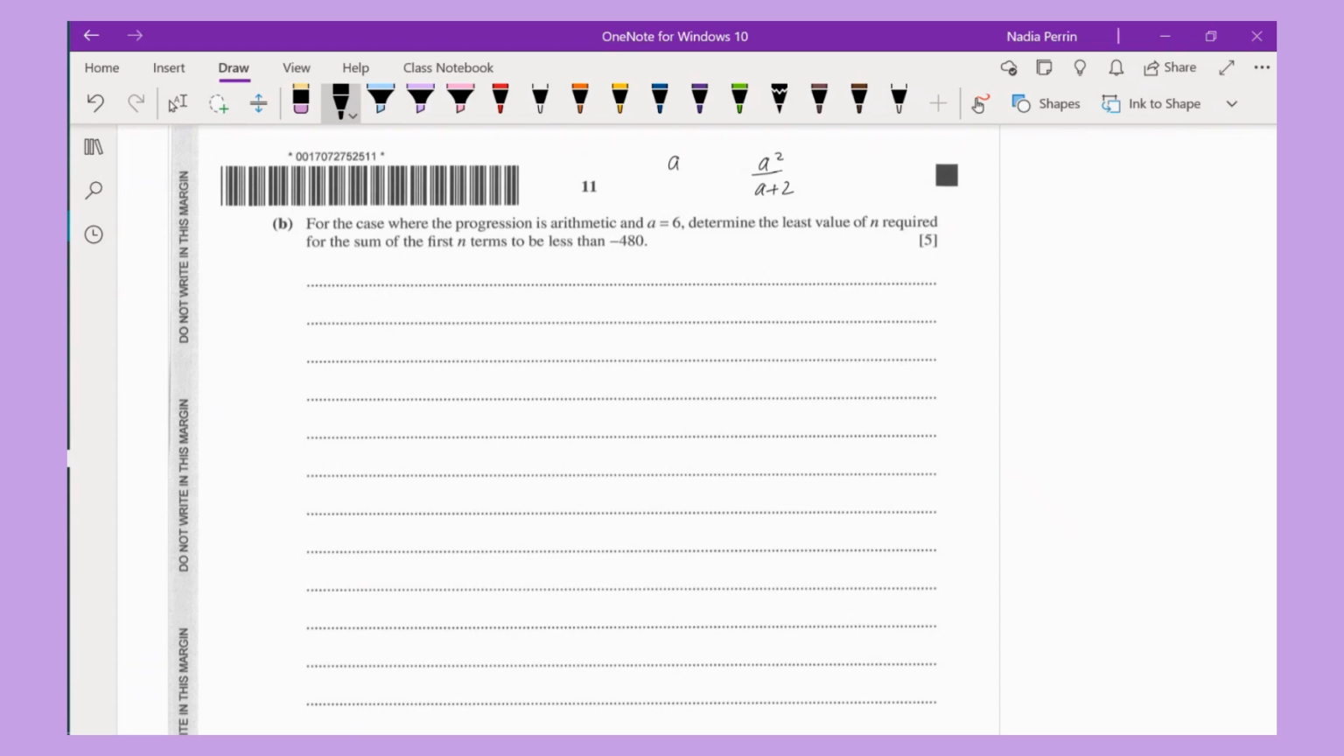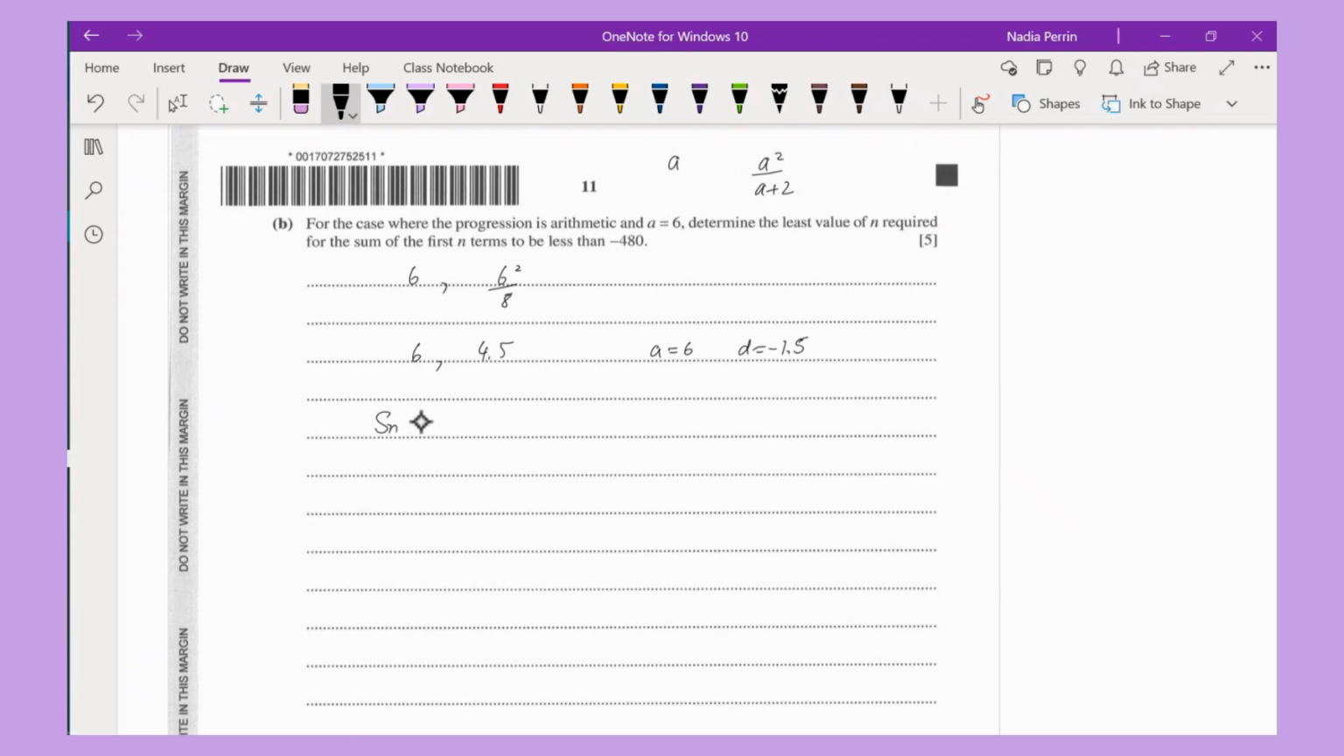So the first thing we need to do is substitute A equals 6 into these two terms. So A is obviously 6, the first term. The second term is going to be 6 squared over 8, so the second term actually works out to be 4.5. So we're going 6, 4.5. So we know A is 6 and D is negative 1.5.